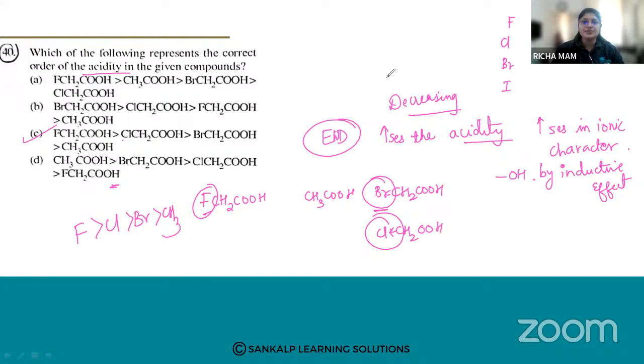Please answer. So whenever you have an electron withdrawing group, the acidic character increases. How will it increase? As we are discussing the electronegative atom, because of the presence of an electronegative atom, there will be an inductive effect experienced. Fluorine is the most electronegative, iodine is the least electronegative. Based on that, we have written the order. So fluorine comes first, then chlorine, then bromine, and then your methyl group.